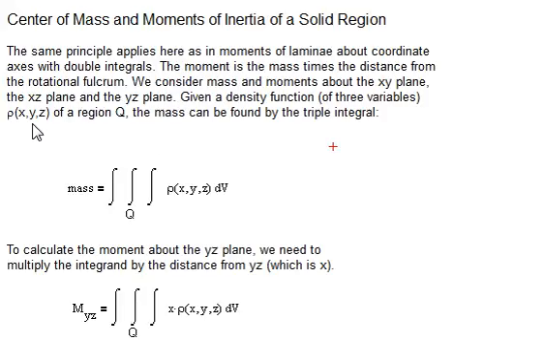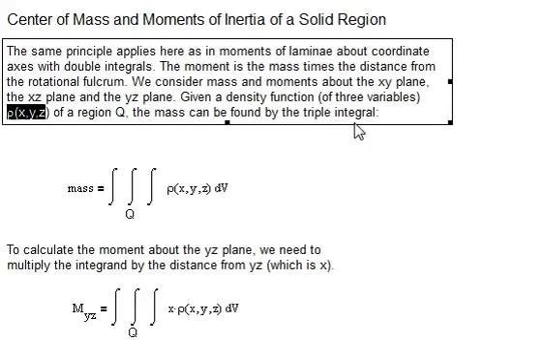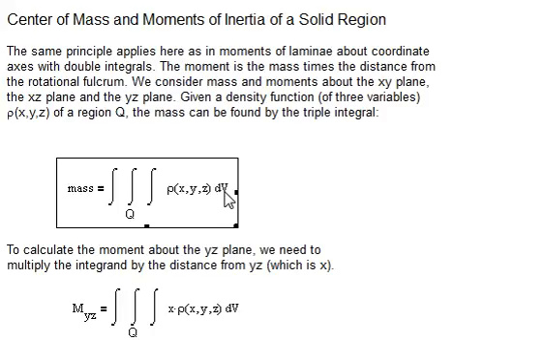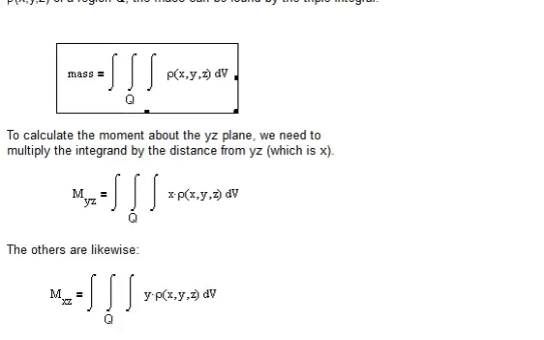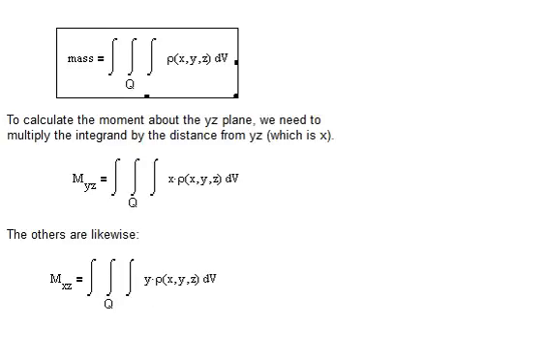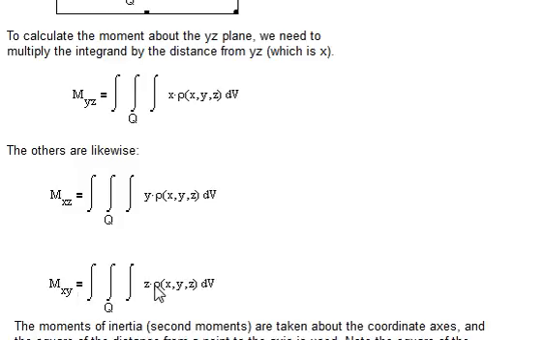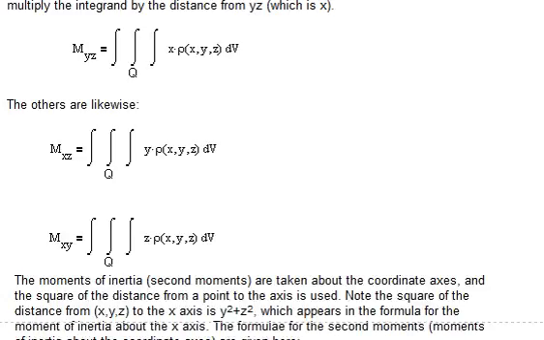So given a density function, rho xyz of a region, then the mass can be found by the triple integral, of course the triple integral with density times our volume element. But to calculate the moment about the yz plane, remember x is the distance of a point from the yz plane, so it just needs an x in the integrand. Similarly, a moment about the xz plane needs a y integrand, and a moment about the xy plane needs a z in the integrand. So that covers our story on moments of inertia.